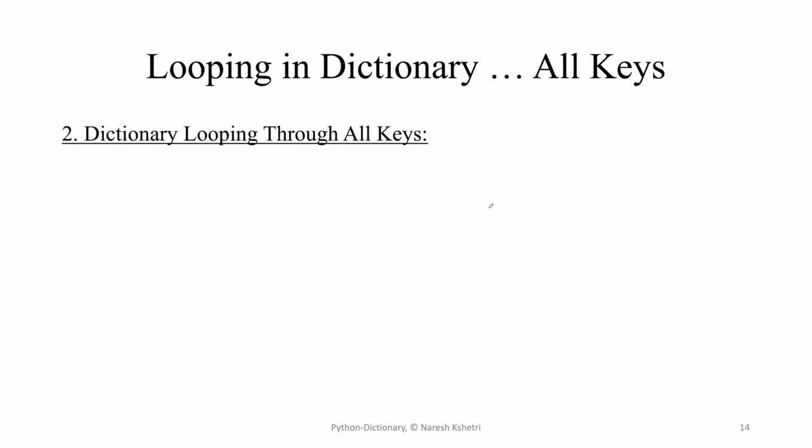Today in this video, we are going to talk about dictionary looping, and this time I will talk about dictionary looping via all the keys. In the previous video, we looped through all key-value pairs using the items method. If you haven't watched that, please go and watch that video. This time we are not going to loop through the keys and values. We are just going to loop through the keys.